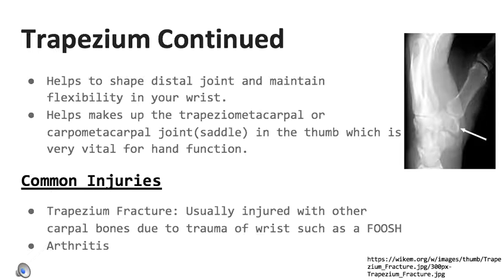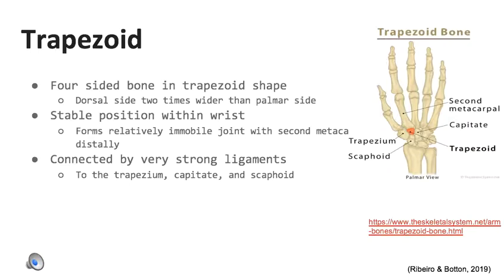Some common injuries to the trapezium include a trapezium fracture, usually injured with other carpal bones due to trauma of the wrist, such as a FOOSH. Other injuries include arthritis.